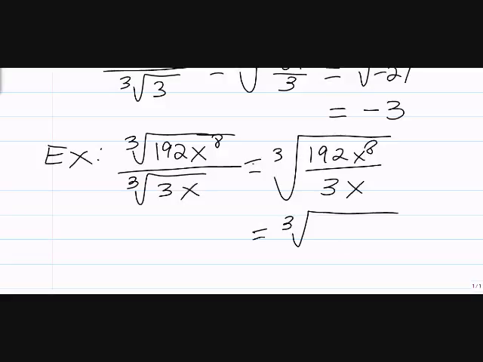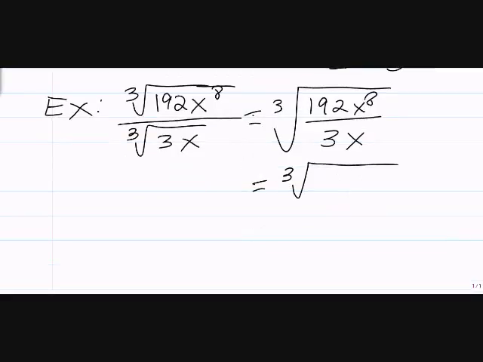Why do I do that second step? Because if I don't do that second step, it ends up taking me a few more steps. So in my mind it takes the fewest steps if I simplify the fraction first, and then I try to find the cube root or the square root. It tends to simplify a lot faster. What's 192 divided by 3? Anybody got that one? 64. x to the 8th divided by x.